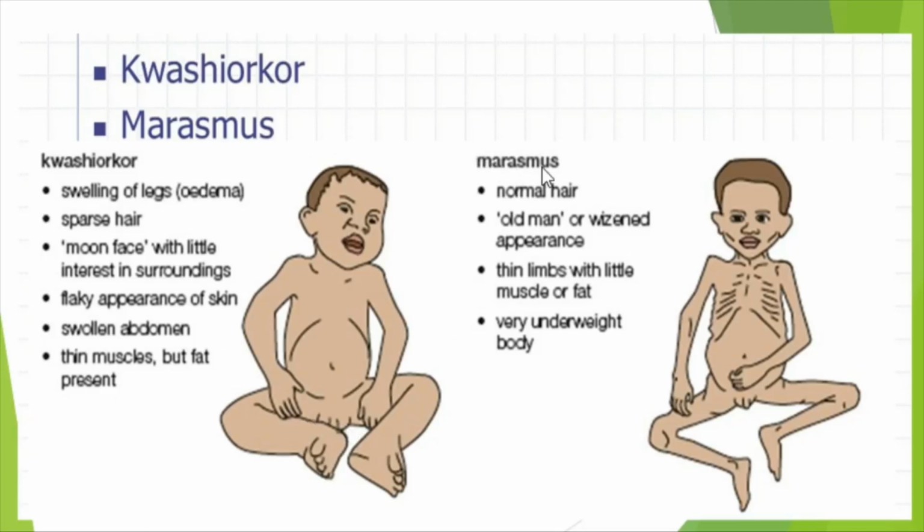But when we say marasmus, it has normal hair, an old man or wizened appearance, thin limbs, and little muscle or fat, and a very underweight body. So these two are related to protein malnutrition. This is the deficiency already, okay? Meaning there is less protein in the body.